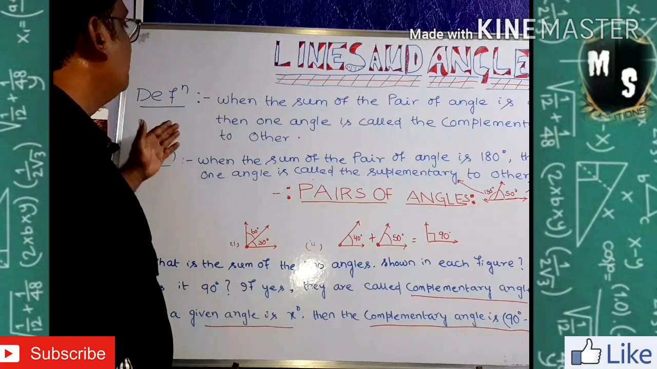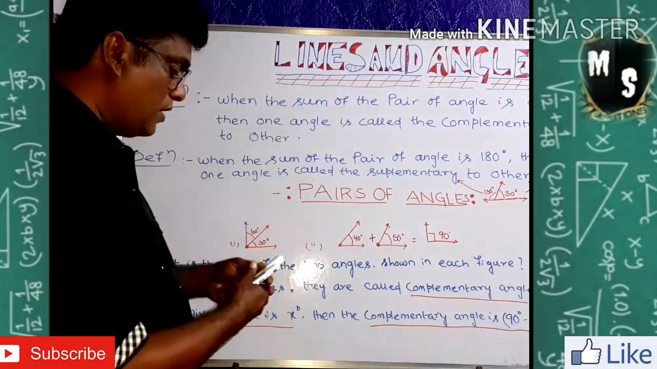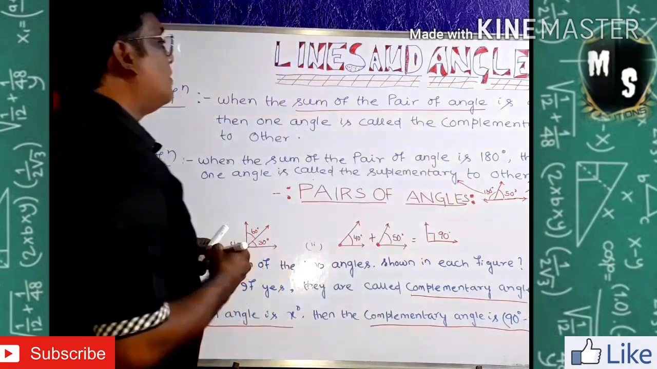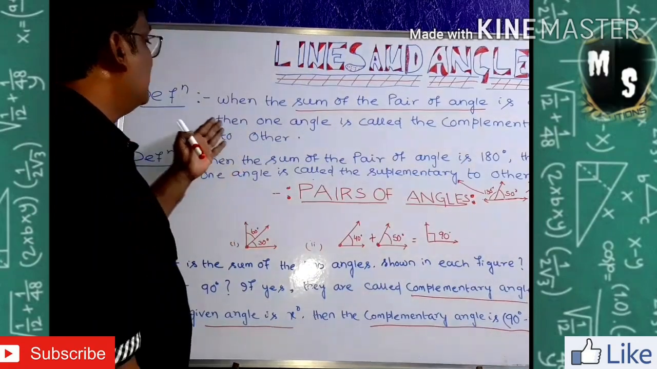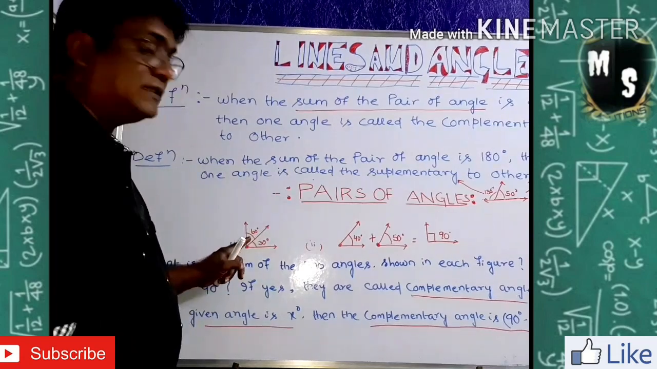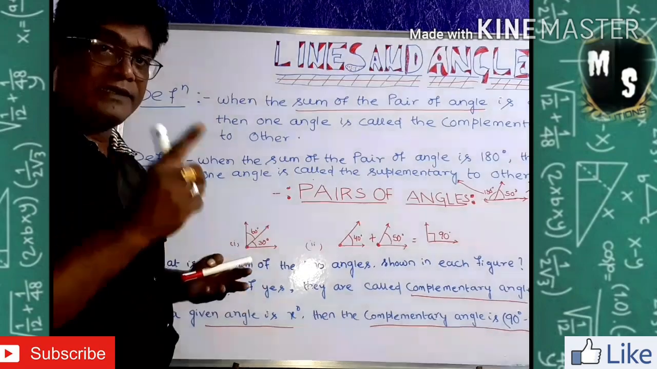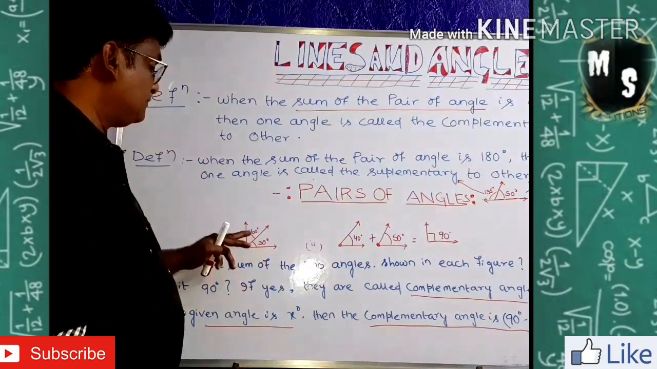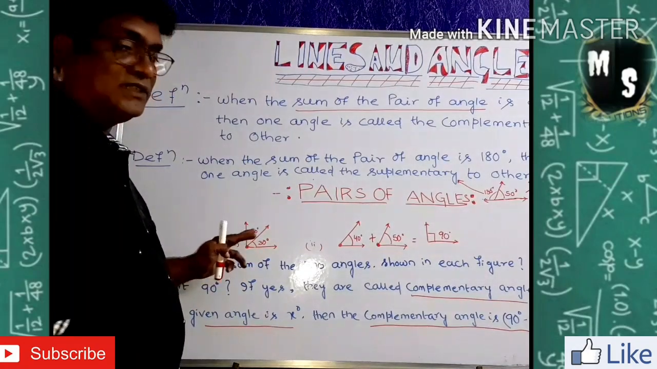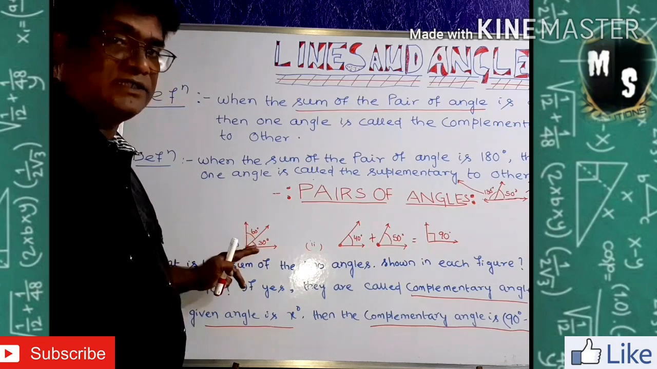Now you see, I wrote the definitions here. When the sum of the pair of angles is 90 degrees, this is important, then one angle is called the complementary of the other. Here the sum of the pair is 60 plus 30, 90 degrees. So the complement of 60 is 90 minus 60, that is 30 degrees. The complement of 30 is 90 minus 30, that is 60 degrees.